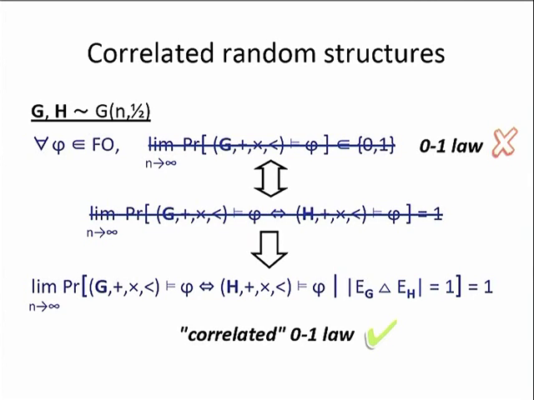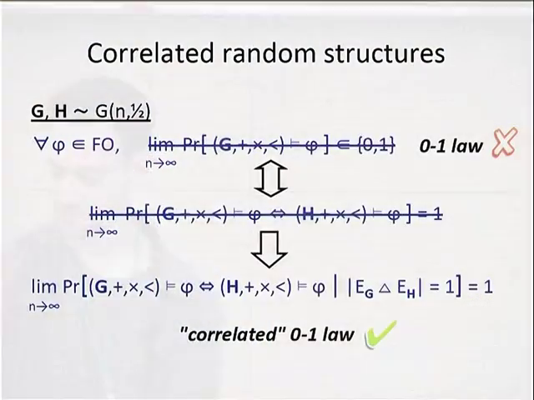This is a disguised version. This is literally equivalent to the statement that DLOGTIME-uniform AC0 has average sensitivity little o of one. It's exactly equivalent. I'm just trying to, this way of explaining the 0-1 law and correlated 0-1 law is my own.